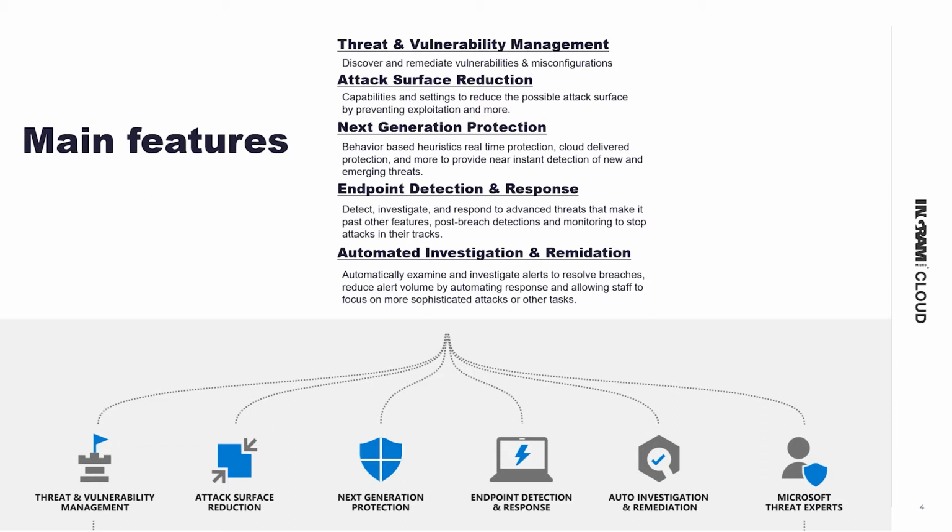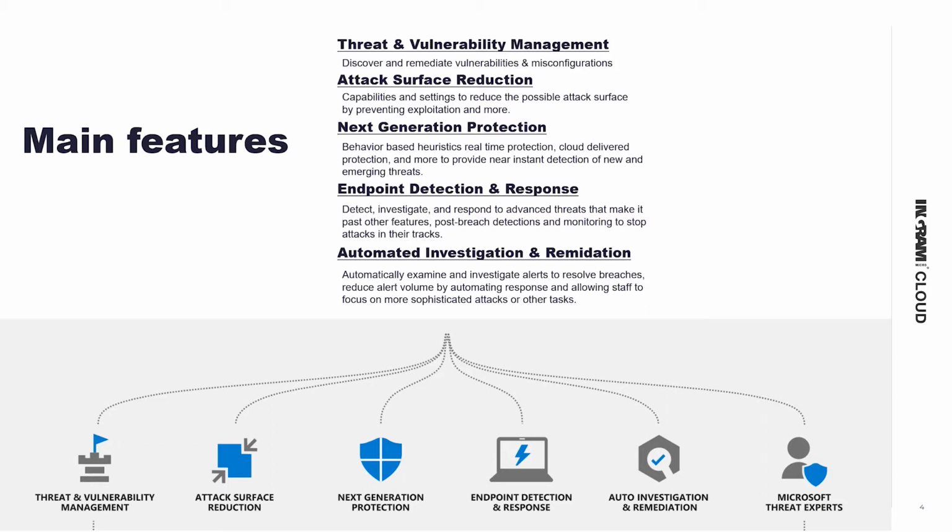Then there's attack surface reduction. Now, that has a similar goal as threat and vulnerability management, where it's aiming to help you reduce the available surface for attackers to exploit and utilize during an attack. So this will utilize a mix of features and settings that you can configure to ensure that attackers can't utilize common exploits during an attack. An example would be preventing Office from creating a child process, as an example.